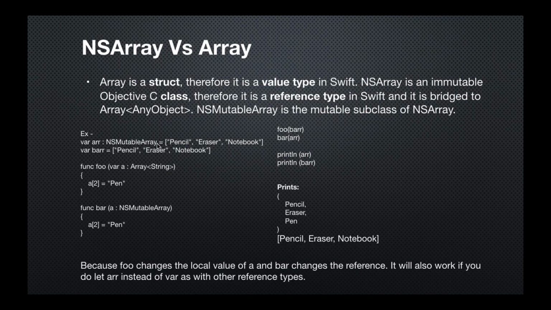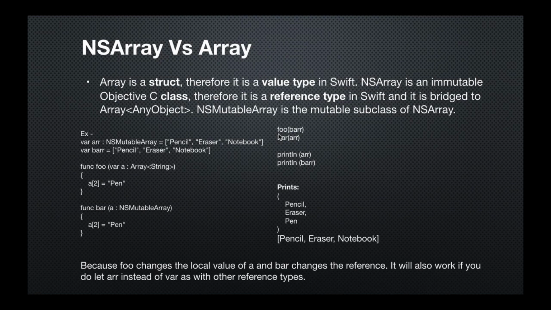So what happens in a reference type? The value changes. Notebook is not notebook anymore, it is pen, because we are changing the value at the reference. Reference type means it is referring to the memory location itself. So when we say reference type, all these are sharing the same memory location, and that's why the value will be changed.